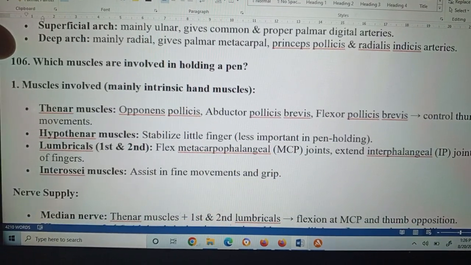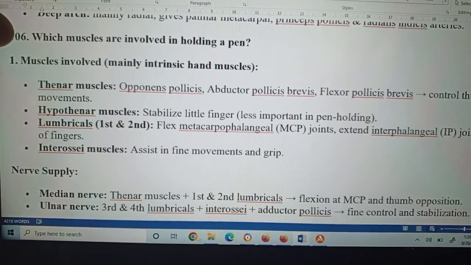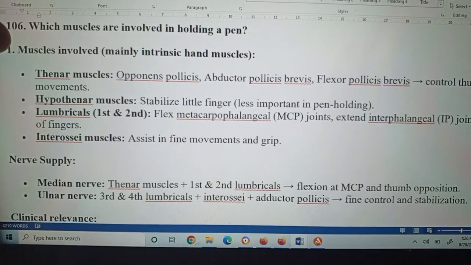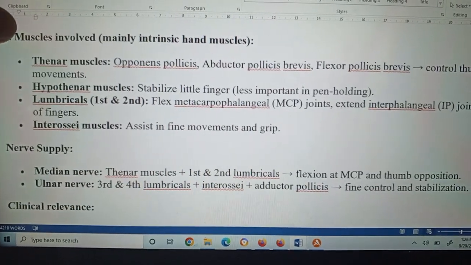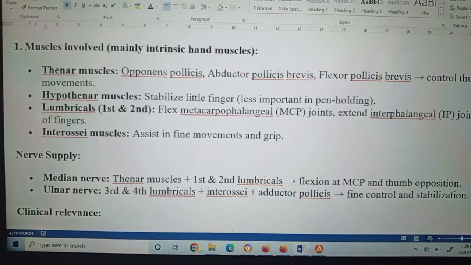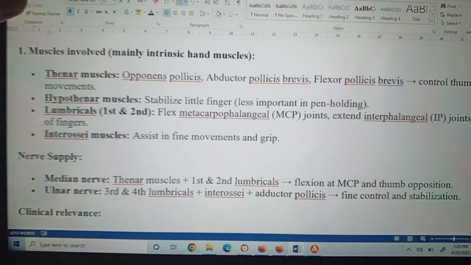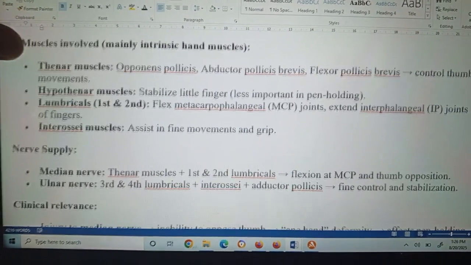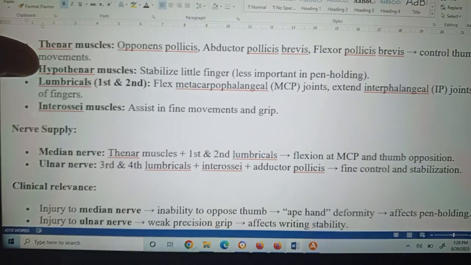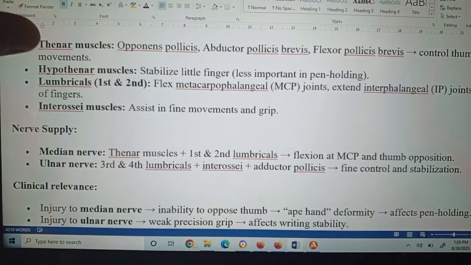Which muscles are involved in holding a pen? The muscles involved in holding a pen are the intrinsic muscles, the thenar muscles, and these muscles are the opponens pollicis, abductor pollicis brevis, and flexor pollicis brevis. They control the thumb movements. Hypothenar muscles stabilize the little finger, and are less important in pen holding.